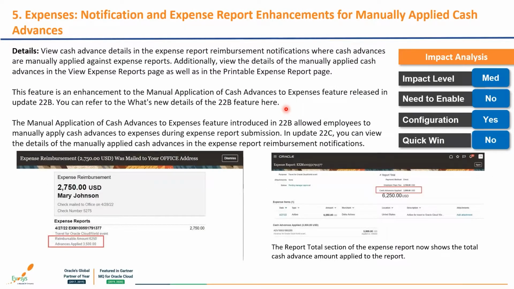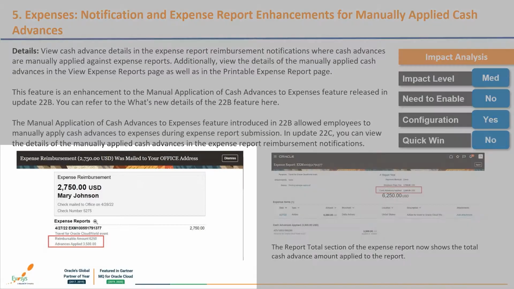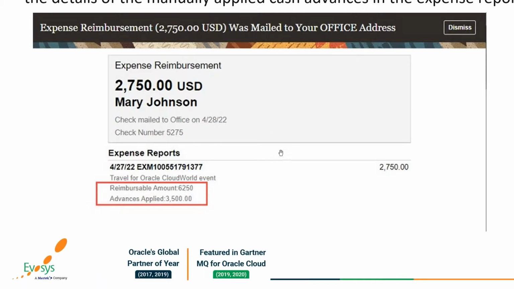The next update we have is for expense application. In 22B we received an update for expense, where manual application of cash advance became available. Now in this update, these advances will be visible in the notification and on the expense report. Whenever any cash advance is applied to an expense report, it will be visible in the notification area. So let's check this. This is how the notification for the expense will look. Here, if you see, the total reimbursable amount was 6250, out of which the advances applied are 3500.